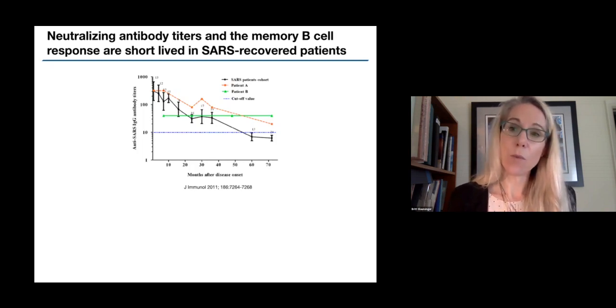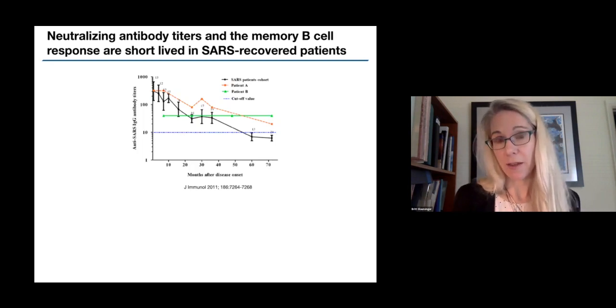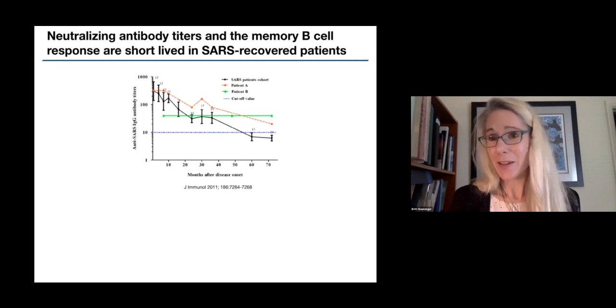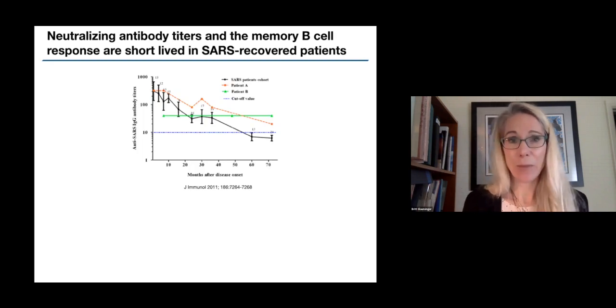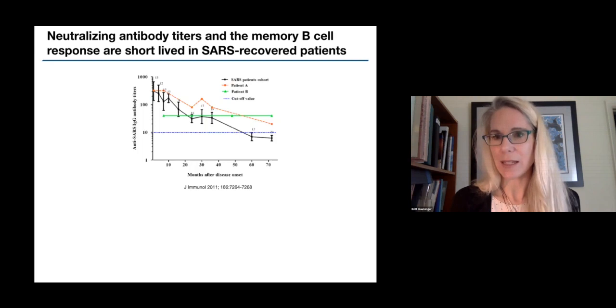This is in fact even more dramatic with the 4 circulating human coronaviruses that cause the common cold. Their neutralizing antibody is very short-lived, so less than a year, which is why people can continue to seasonally get reinfected probably with these viruses.